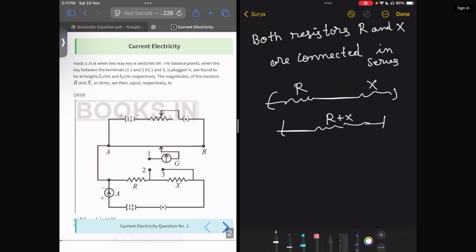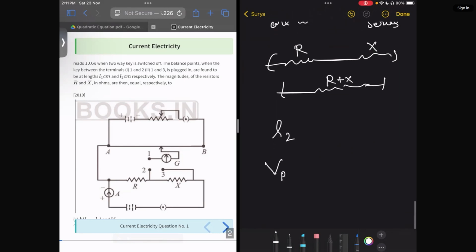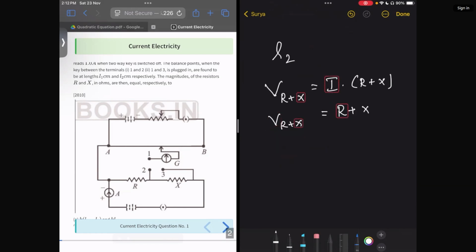Here the galvanometer shows a different length, L2, meaning the potential difference V across R plus X will be I into (R plus X). Here also I is equal to 1 ampere, so V_(R+X) is R plus X. Using the potential gradient, since the galvanometer shows length L2, V_(R+X) is K into L2. So R plus X is K into L2.